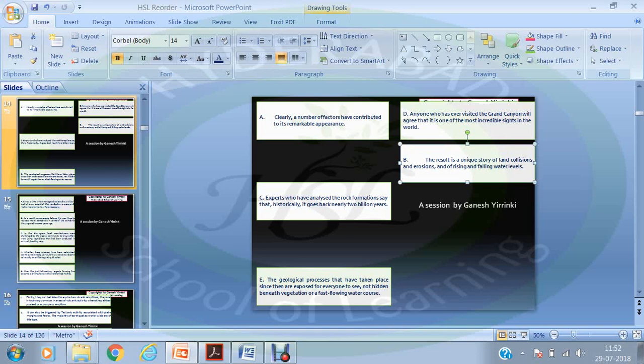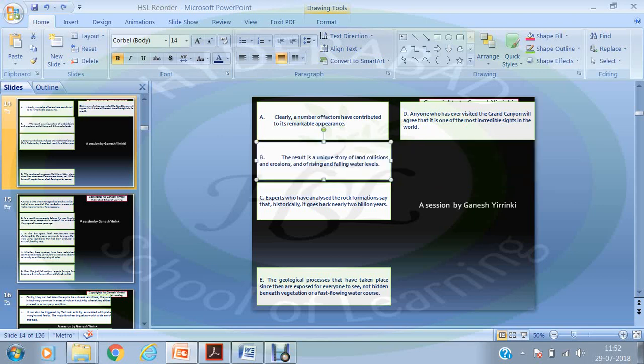"The result is a unique story of land collisions and erosions and of rising and falling water levels." What happened here? Our first sentence simply says it is one of the most incredible sights. There is nothing solid there to say "the result is a unique story." So I would suggest you pull this onto the left-hand side and keep checking like this. E has "the geological processes that have taken place since then." Then is a time indicator. Do you have any time here? Then refers to what here? Nothing. So let us not even consider that one.